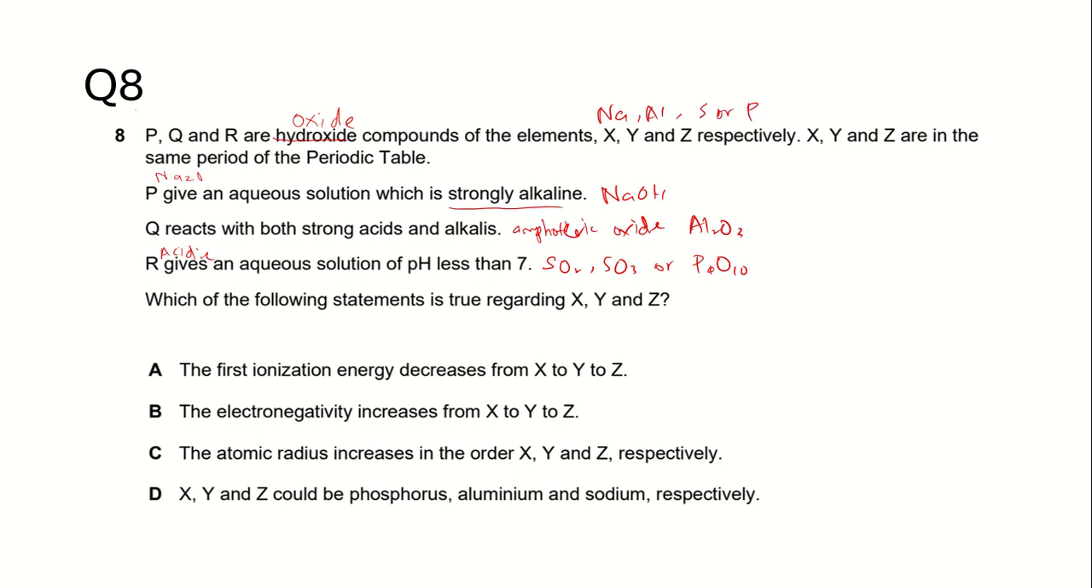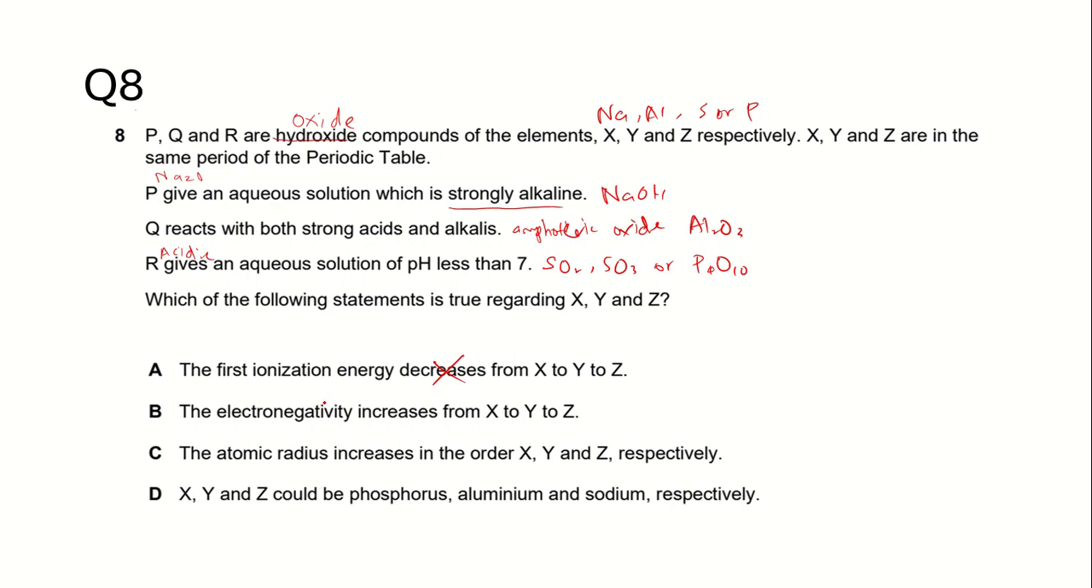But never mind, let's look at which statement is true regarding X, Y, and Z. A: the first ionization energy decreases from X to Y to Z. Can you see that from sodium to aluminium to sulfur or phosphorus is across period 3? First ionization energy should be increasing across a period. So this word is wrong, it should be increasing.